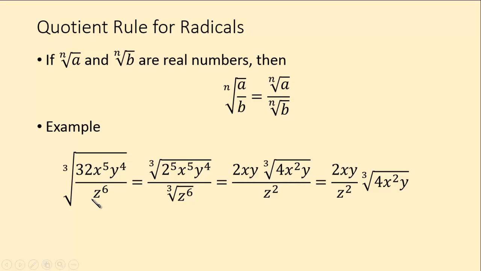So here we have an example again. 32 x to the 5th, y to the 4th. We can break this up into the 3rd root of the numerator and the 3rd root of the denominator. And here we can do this fairly quickly. We can simply say 5 divided by 3 is 1 remainder 2, and 4 divided by 3 is 1 remainder 1. And of course, 6 divided by 3 is 2, so this is 2 to the 2nd power. And this we can write over on the side.